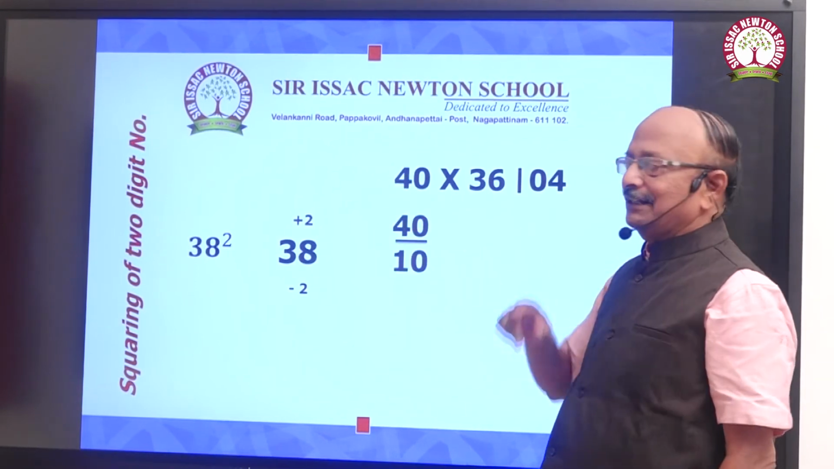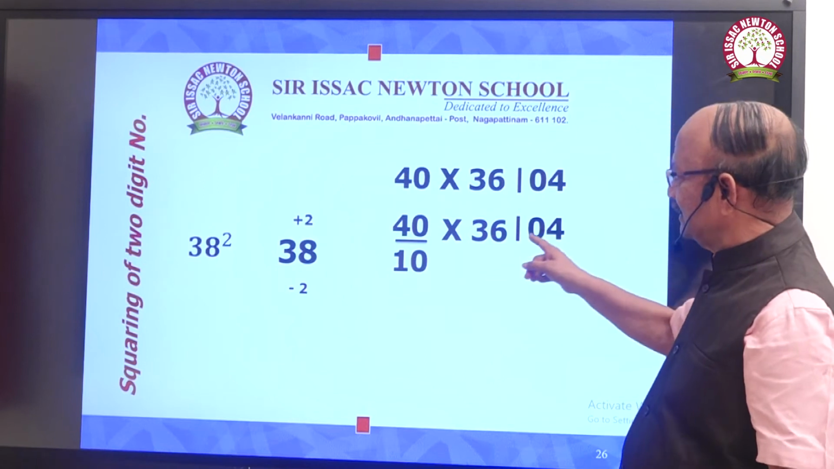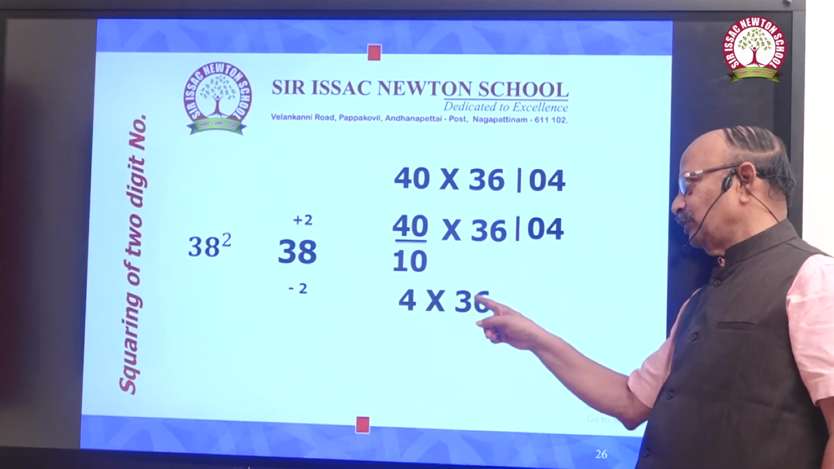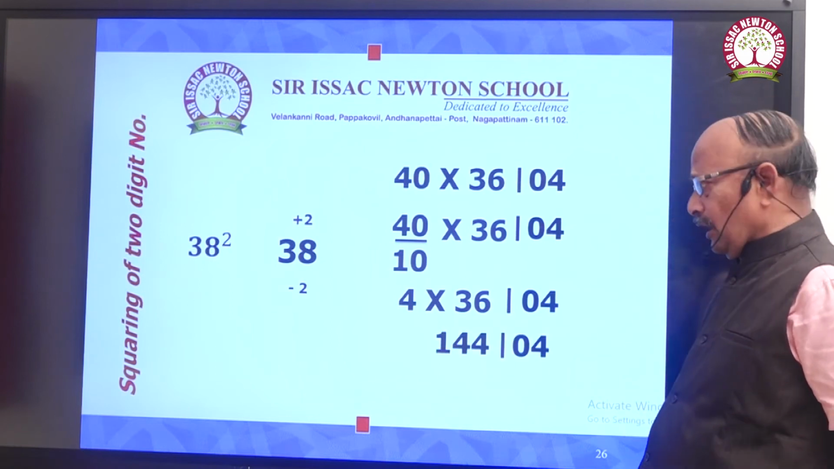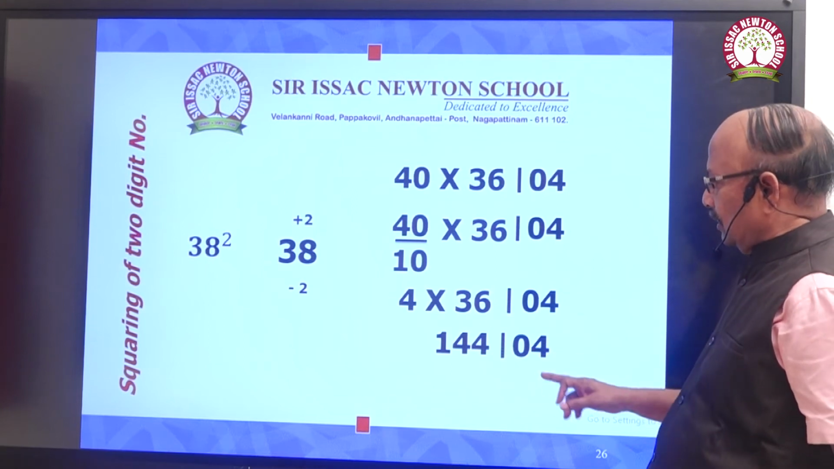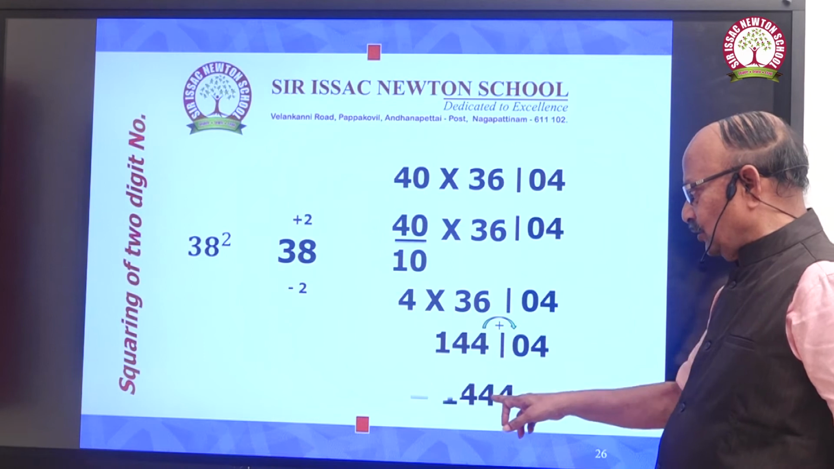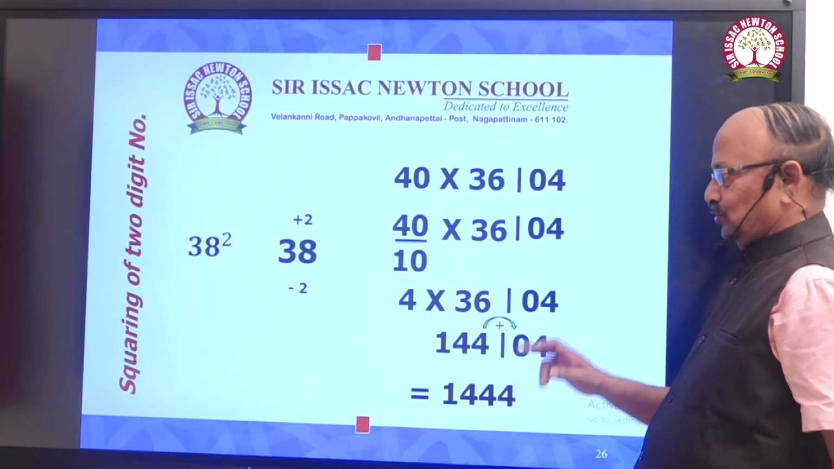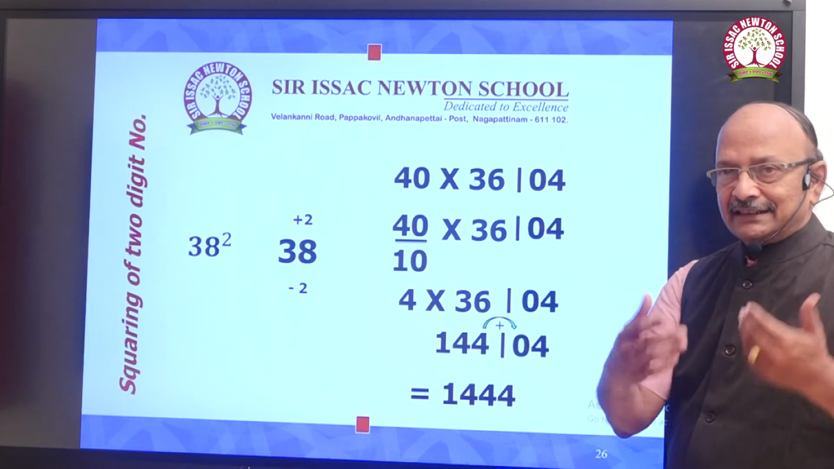Now I have to divide 40 by the base 10. That comes 40 by 10 into 36, 04, which is nothing but 4 into 36 and 04. Now when I multiply 36, this gives you 144 and 04. When I add these two, this becomes 1444. This is the answer of 38 whole square. This you can very well check.